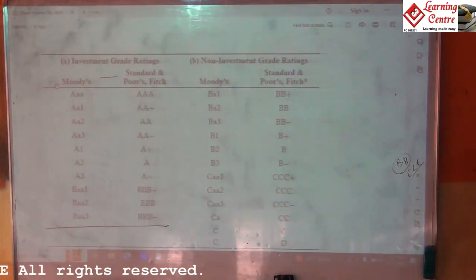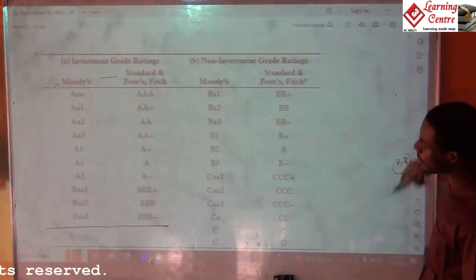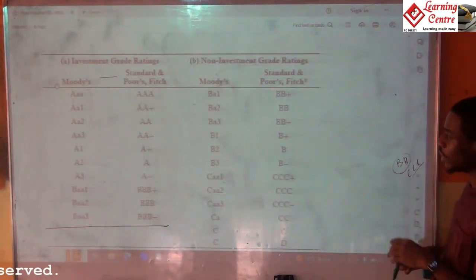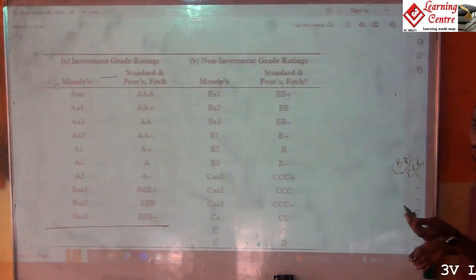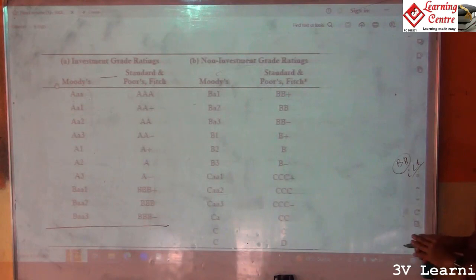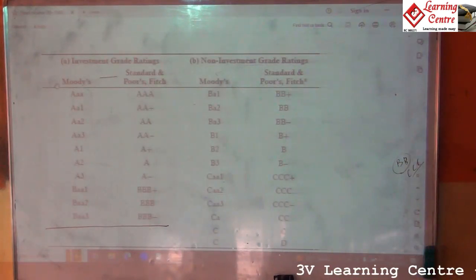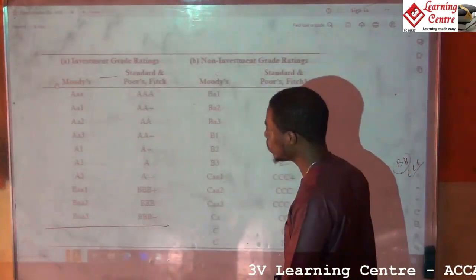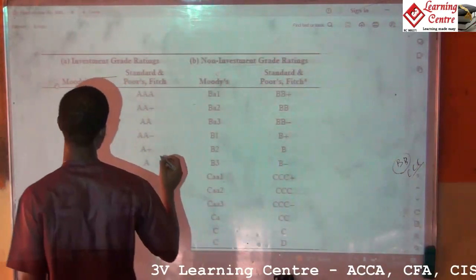These are the rating guys, the three rating agencies, and no one is above them. If you want anything, you need at least two. So we are limited to Moody's and Standard & Poor's. What's the interpretation of this rating? These are called ratings.